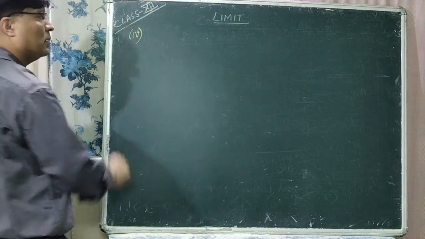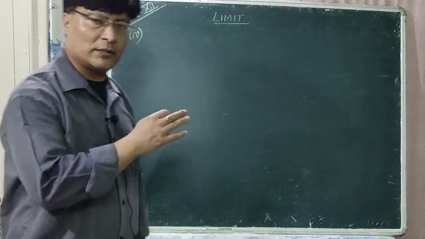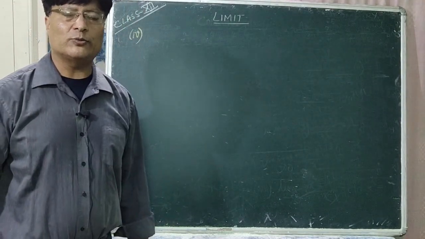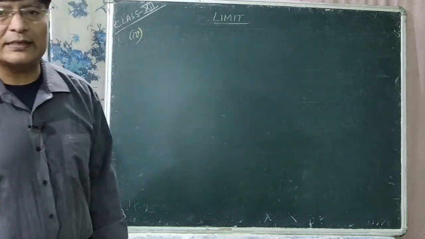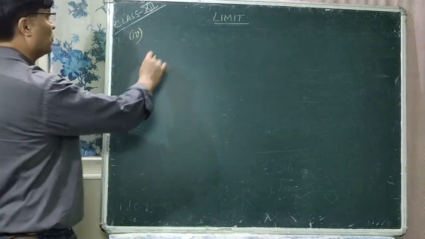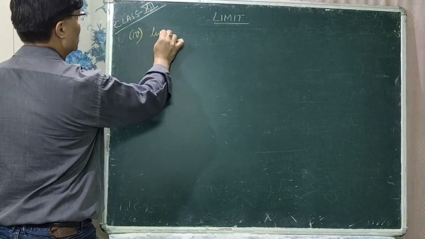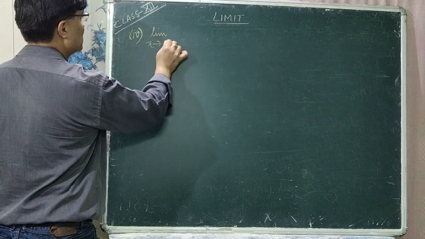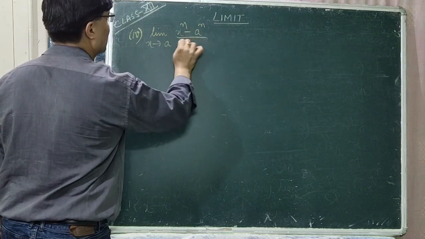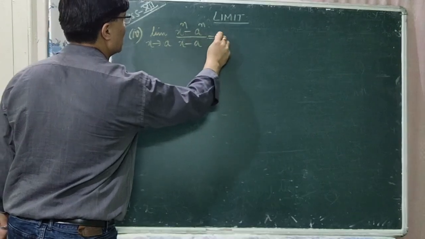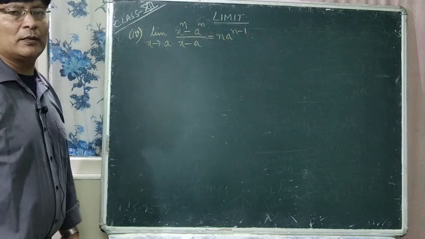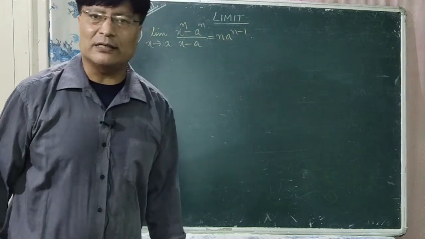I think you revised the standard limits which we have done in the last online class. Now we will prove this number 4 standard limit. What is number 4 standard limit? It is limit x tends to a, (x to the power n minus a to the power n) divided by (x minus a), is equal to n a to the power n minus 1. So let us prove this standard limit.